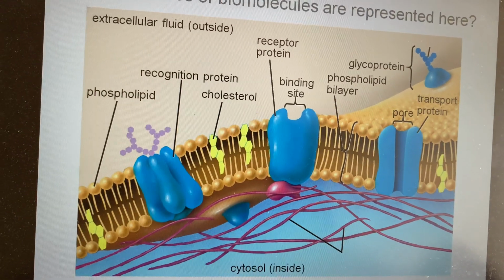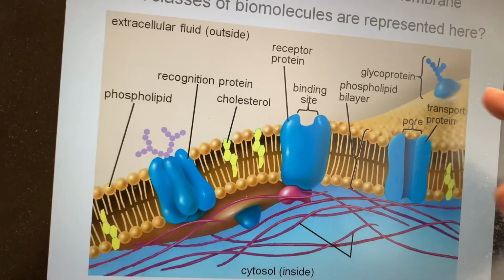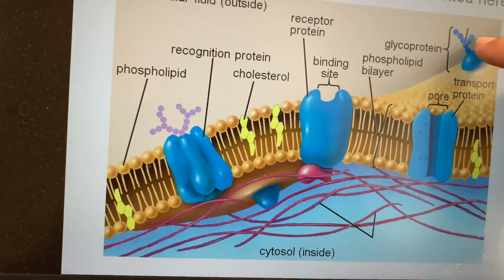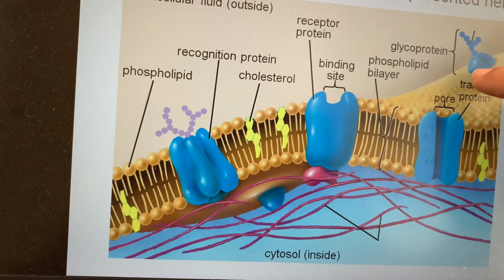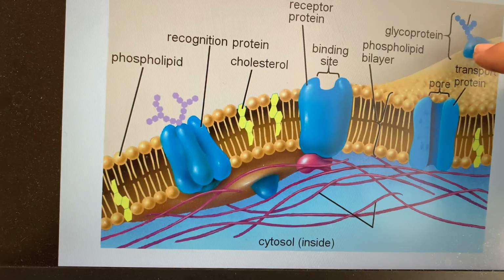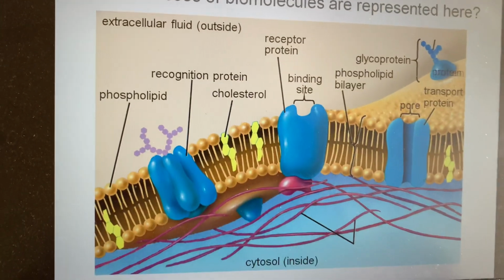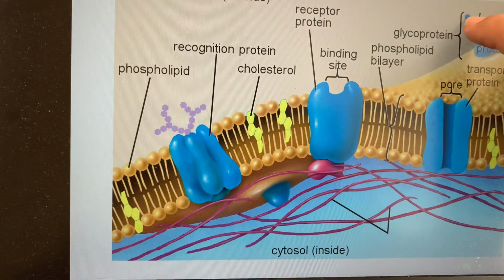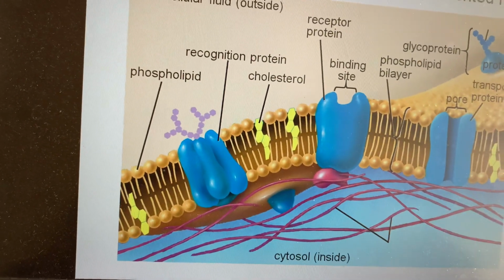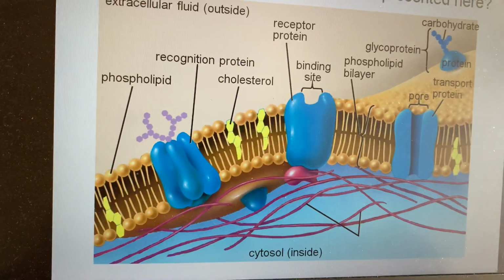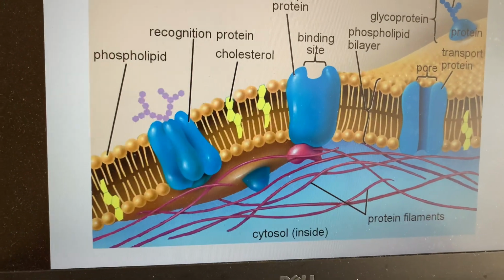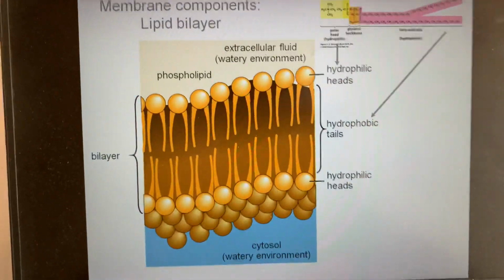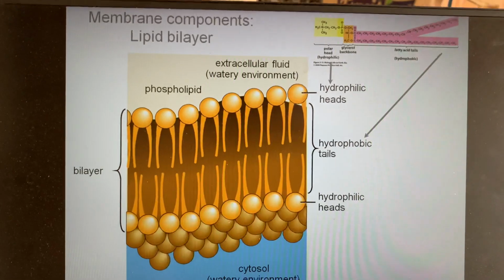These are glycoproteins. Let's suppose this is a protein structure and this is a glucose molecule. These are proteins in combination with carbohydrates, so they are glycoproteins. Vice versa, there is a carbohydrate chain. These are protein filaments all scattered inside the cytosol. So all this constitutes the cell membrane components.